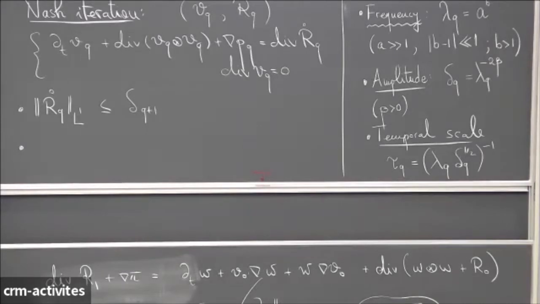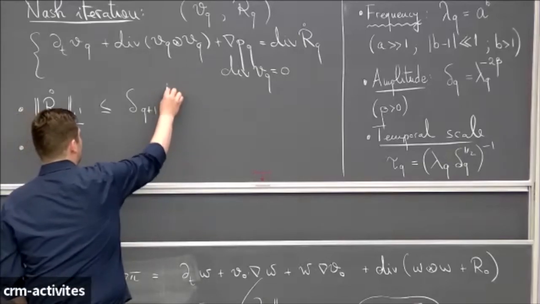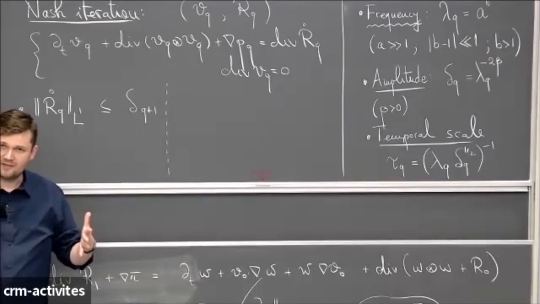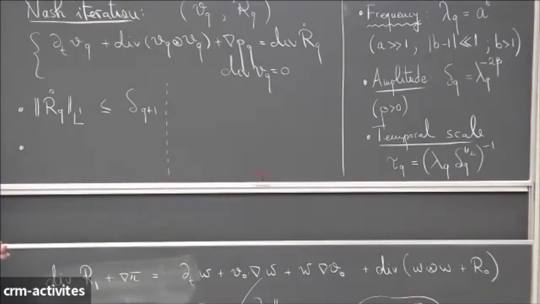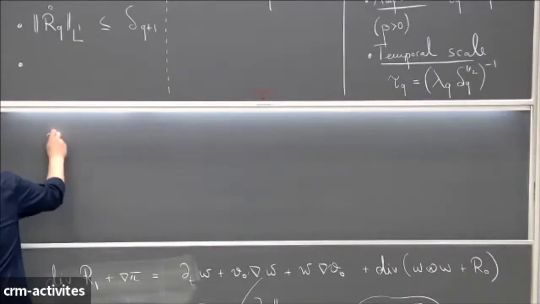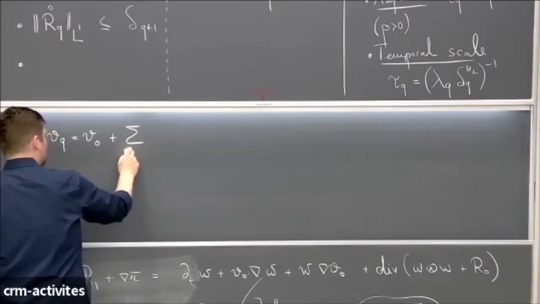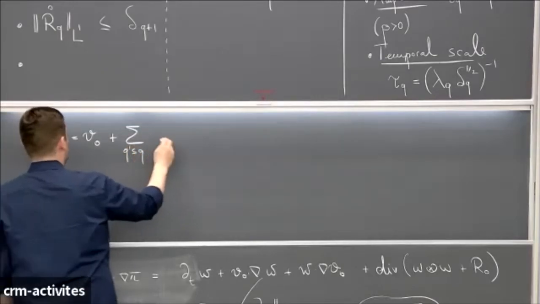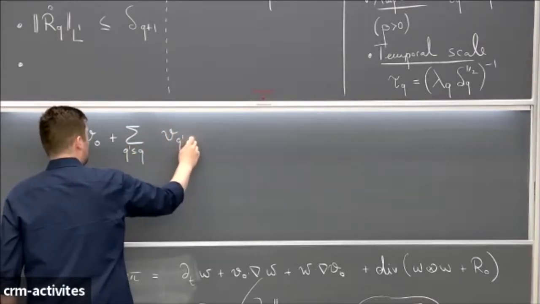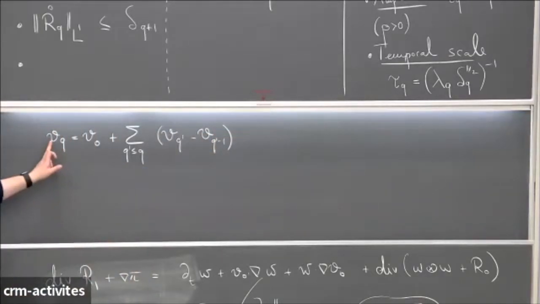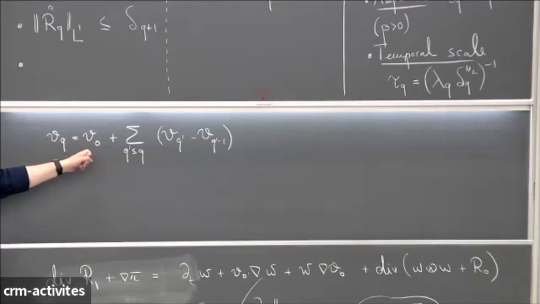not just H1 solutions. Maybe I'll do that later. Anyway, the next thing I'm going to do is I just said it. I would like my VQs to converge to something, right? So of course the VQ, VQ is my original guess plus the summation over q prime less than q of VQ prime minus VQ prime minus 1. So this is my original guess that Scott made me do.